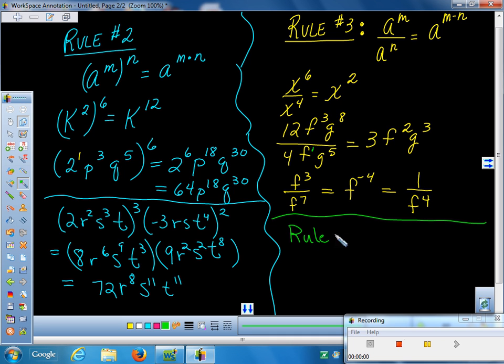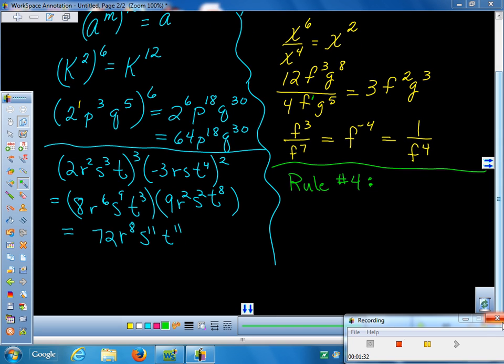Rule number 4 tells you what you do with negative exponents. Negative exponents are kind of like the equations of lines. I cannot get them to stick with people, not for love nor money. But basically, rule number 4 says if you have a base to a negative power, notice f to the negative 4 here is the same thing as 1 over f to the 4th.